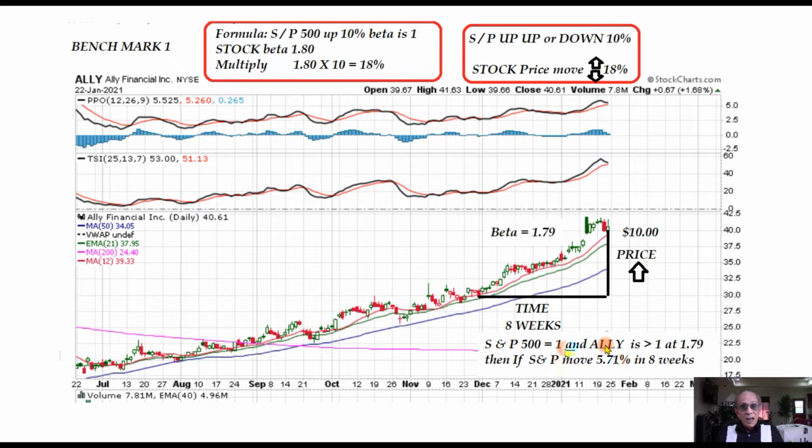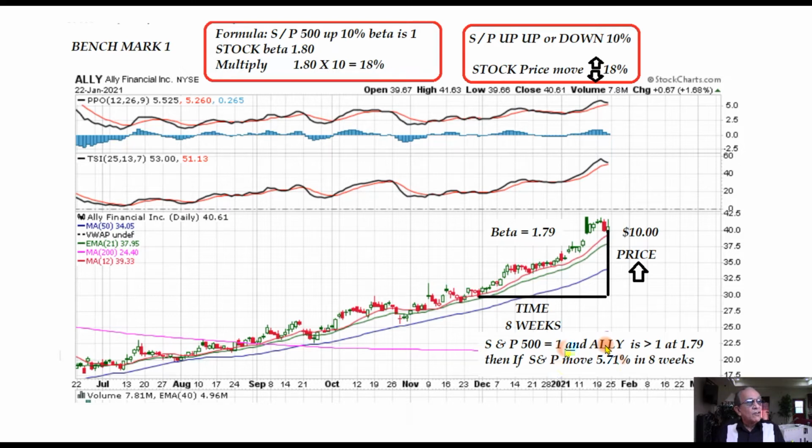So actually, we're going to show you the calculation right here. We're going to use a number a little higher than that rather than using 1.79. We're going to round it off for simplicity, and this is how beta works. The formula is as follows. The S&P 500, we know, equals 1. So if the S&P 500 is up 10%, whatever that is, and beta is 1, it's just plain 10%.